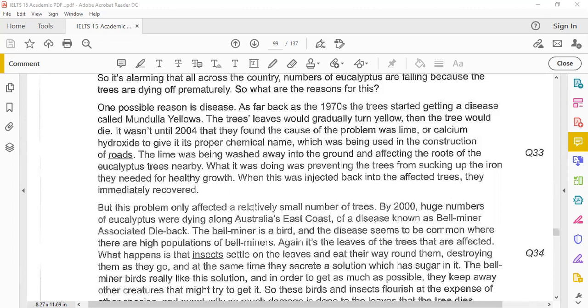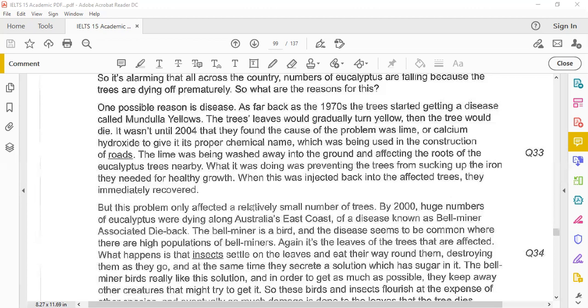As far back as the 1970s, the trees started getting a disease called mandula yellows. The tree's leaves would gradually turn yellow, and then the tree would die. It wasn't until 2004 that they found the cause of the problem was lime, or calcium hydroxide to give it its proper chemical name, which was being used in the construction of roads.